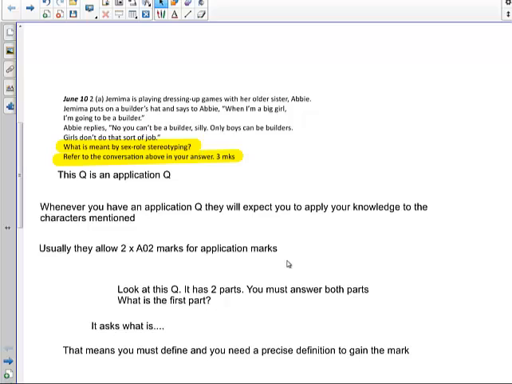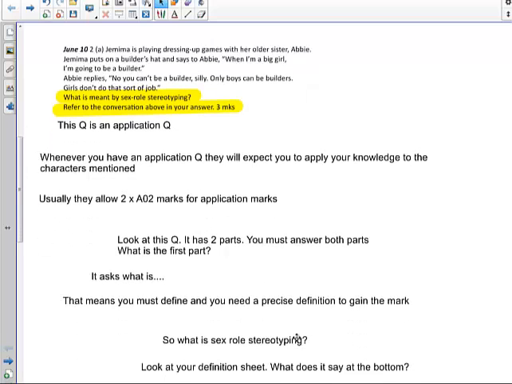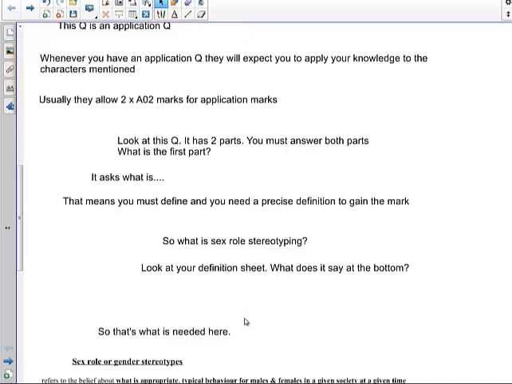So it asks you, first of all, what is meant by sex role stereotyping? All they mean by that is define it. Okay. Having said that, you need a precise definition. So what would we say is sex role stereotyping? So look at your definition sheet. What does it say at the bottom? And this is your definition sheet of all the things like gender roles, sex, gender, etc., etc. Again, a lot of you just seem to Google and come up with some waffly answer. You must be precise. So what's needed here?